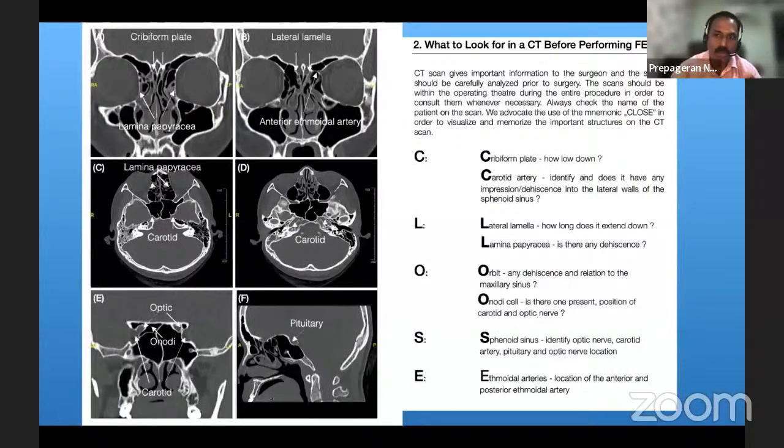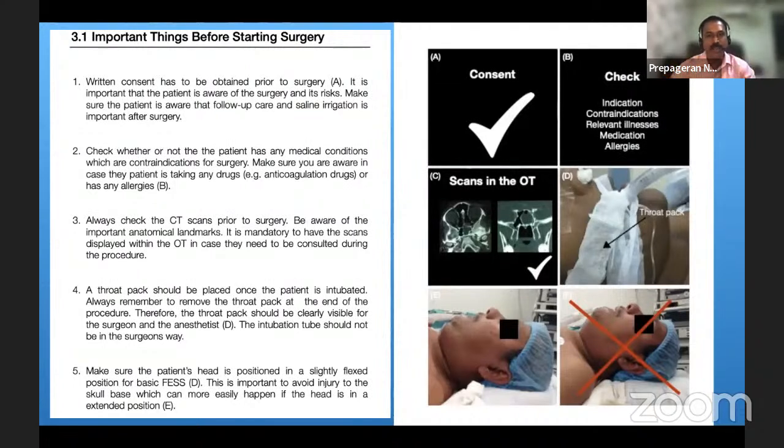So what do you look for at the CT scan before performing a surgery? Again, I'm sure you've all heard of the closed system: the cribriform plate, the carotid artery, the lateral lamella, the orbit, the Onodi cell, S for sphenoid sinus, E for ethmoids. You can see the cribriform plate, the lateral lamella, the anterior ethmoidal artery, the lamina papyracea, the carotids, the Onodi. Whenever you have a vertical shelf here, a horizontal shelf in a sphenoid sinus, then you know you have an Onodi cell. This is what you look for in a CT scan, but I'm sure all of you are quite familiar with this.